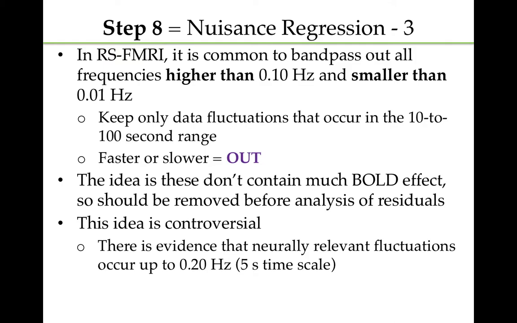The idea of throwing away all frequencies faster than 10 seconds, that is, frequencies higher than 0.1 hertz, is controversial. There's a fair amount of evidence that neurally relevant fluctuations occur at least up to 0.2 hertz, the 5-second time scale. And so generally in AFNI, we don't recommend that people bandpass their data if they have the unusual kind of TR of 2 seconds or so.